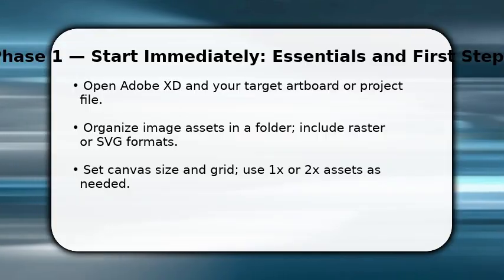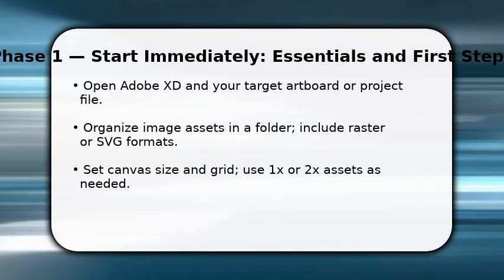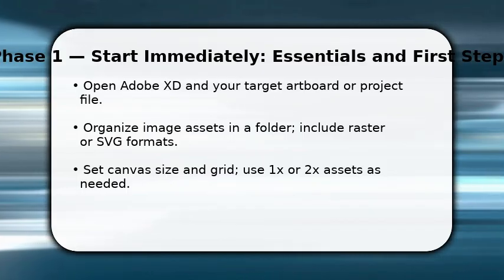You begin inside Adobe XD with your file open. This gets you straight into action. First, import or confirm the image files are accessible, raster or SVG, so you avoid scale issues later. Once done, place your artboard at the desired size and enable layout grids or guides. This helps you align images precisely.